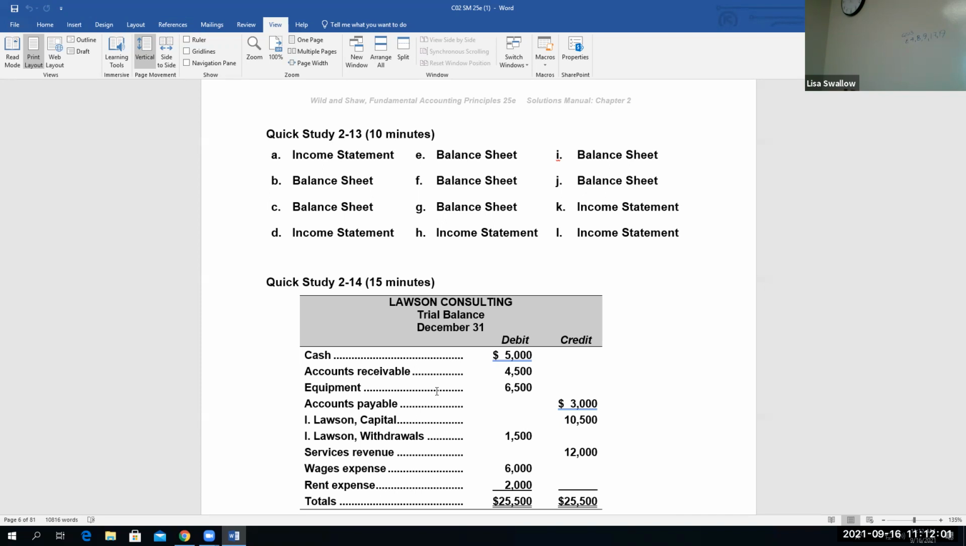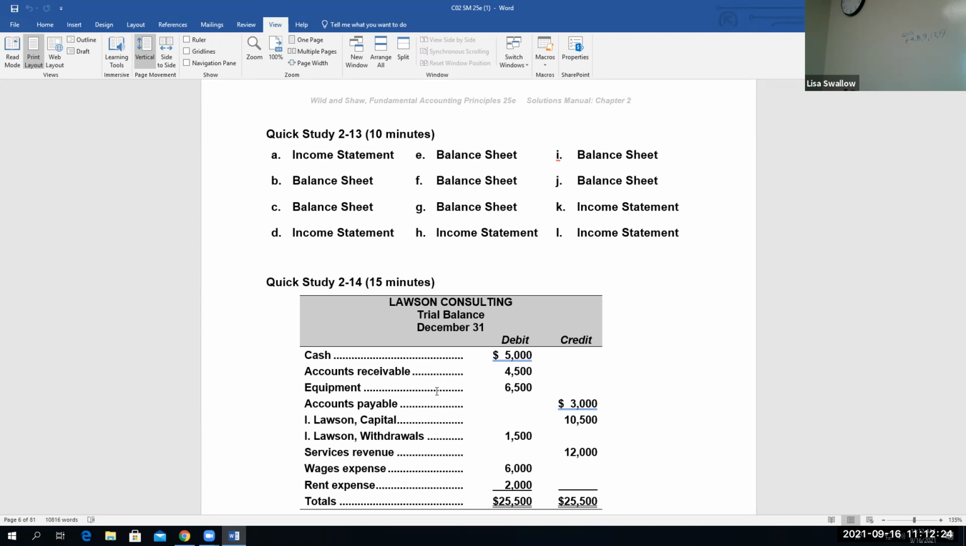Look at your tool. Assets have what kind of normal balance? Debit. And it shows up on the what? Balance sheet, owner's equity, or income statement. I think it shows up on the balance sheet. Assets equals liabilities plus owner's equity, and it's an asset. Just go through that process down three times.